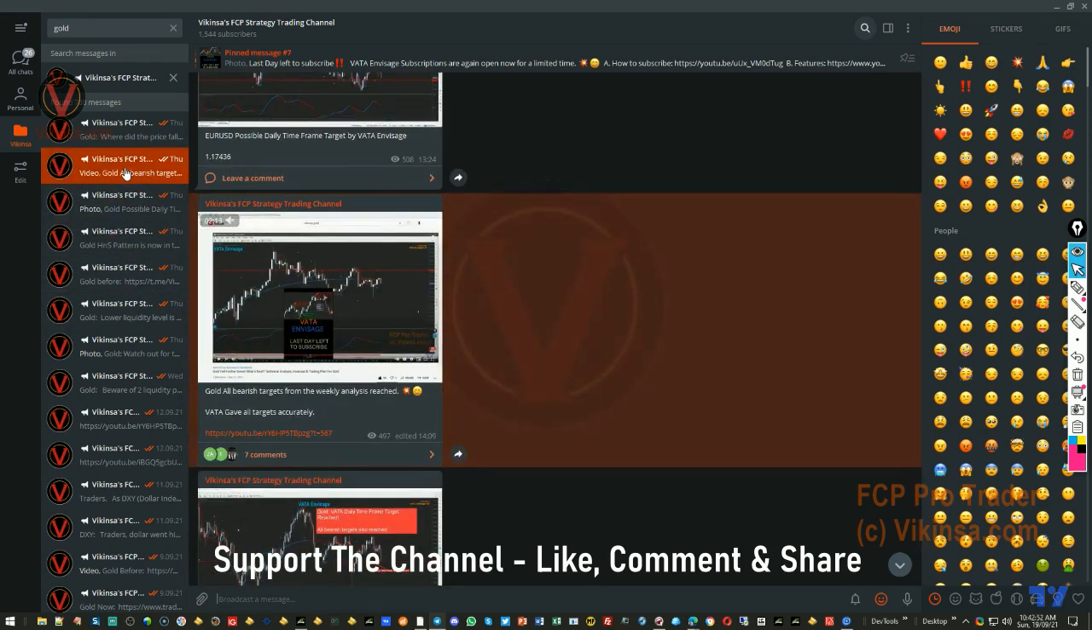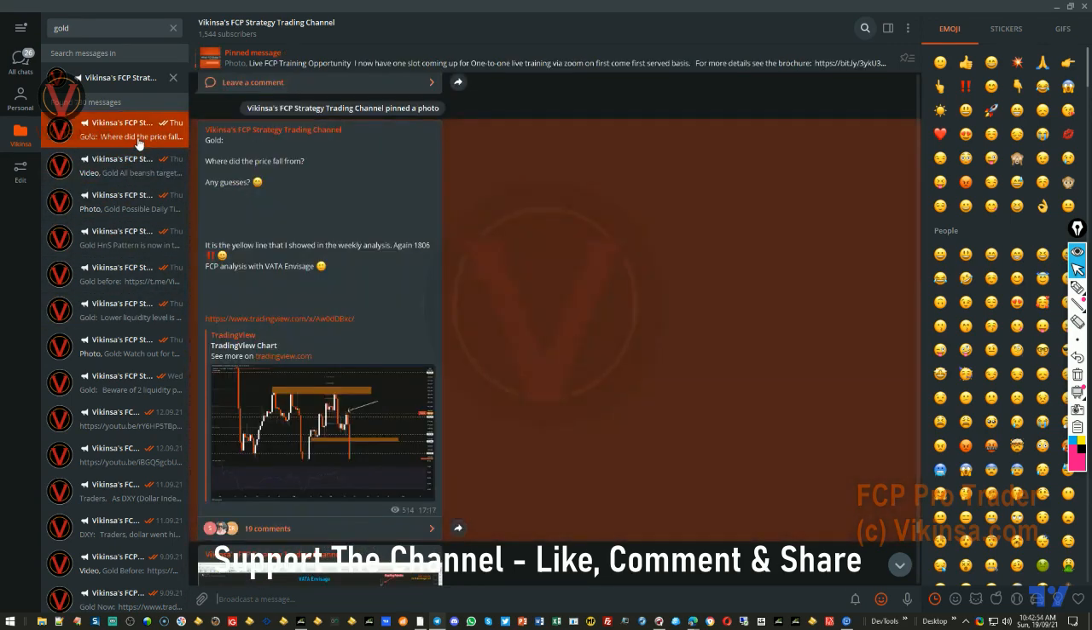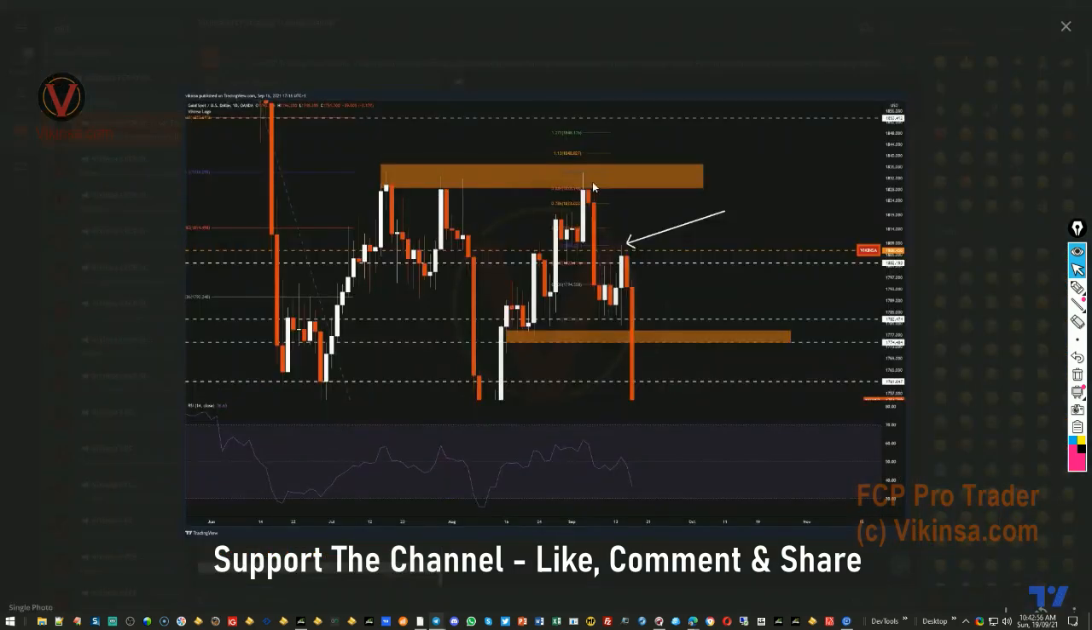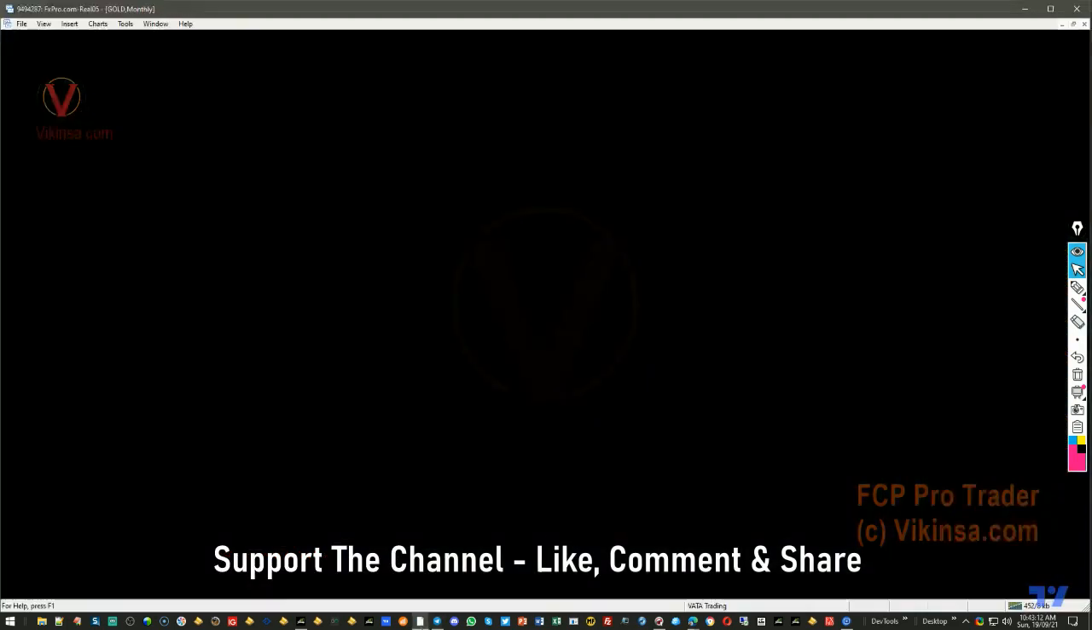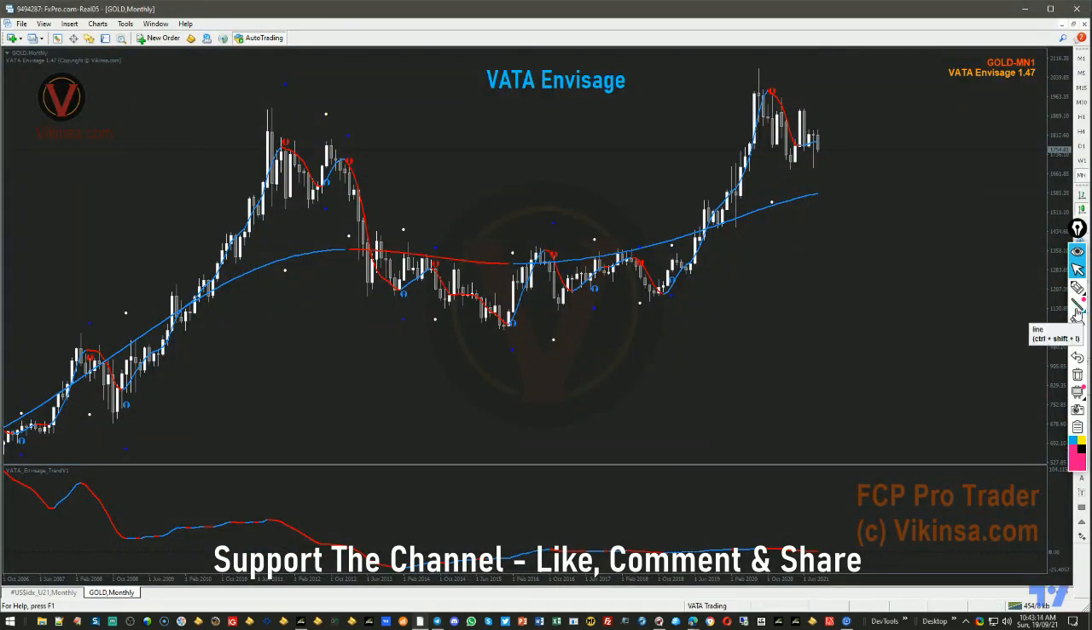Okay, now on Vata and Visage, all bearish targets were met, which I gave in the previous analysis. Now this is the 1806 level that I mentioned in the previous analysis, a very important level which the market has been using for quite some time. It created a head and shoulders right at that point in time and then started to fall. Okay, so let's look at it on Vata and Visage. This is what I'm expecting.